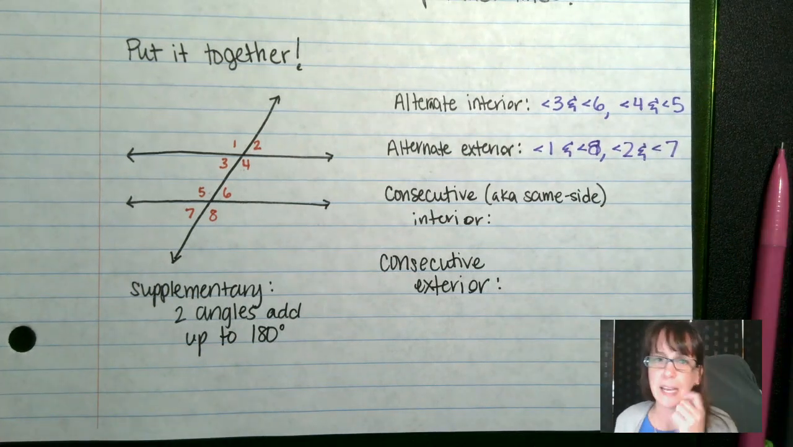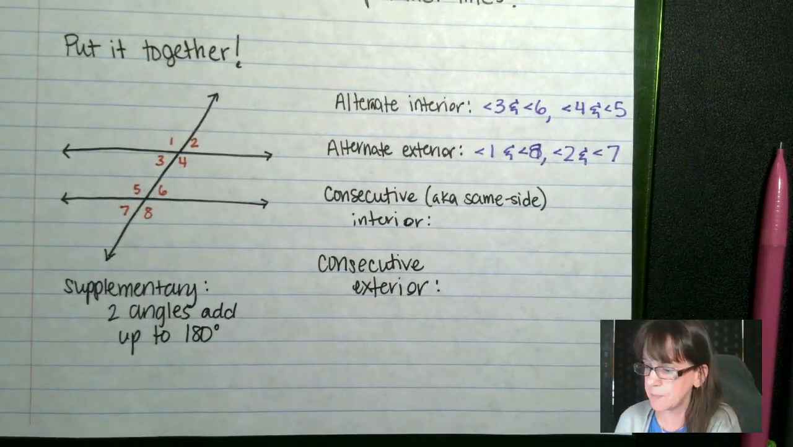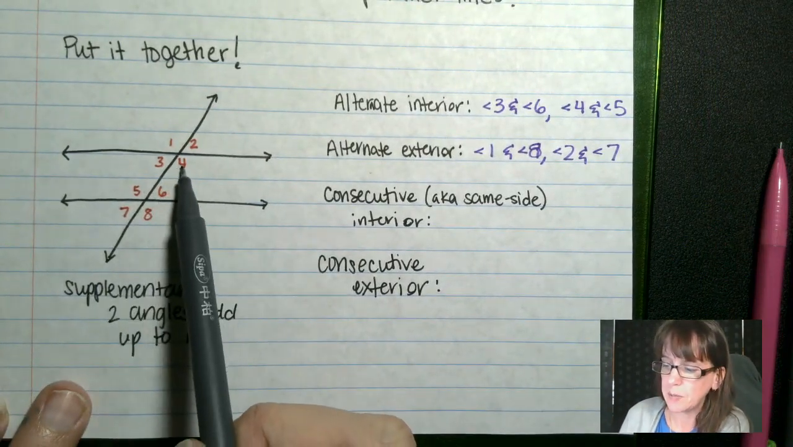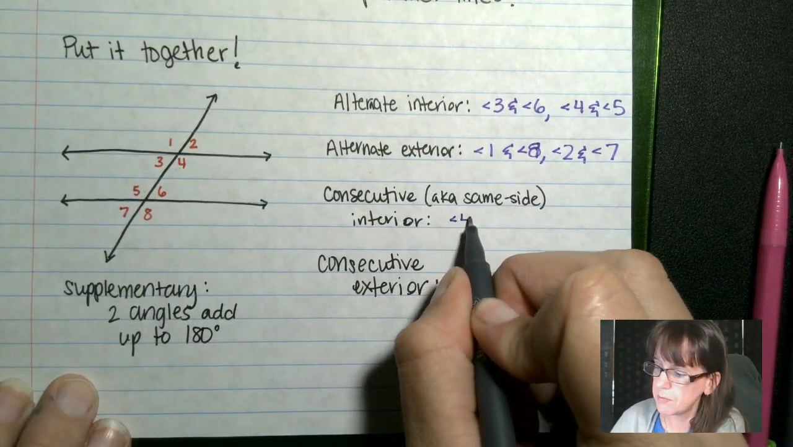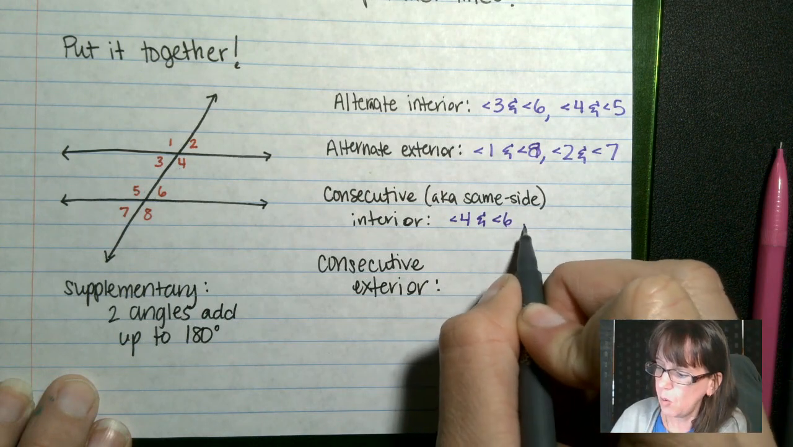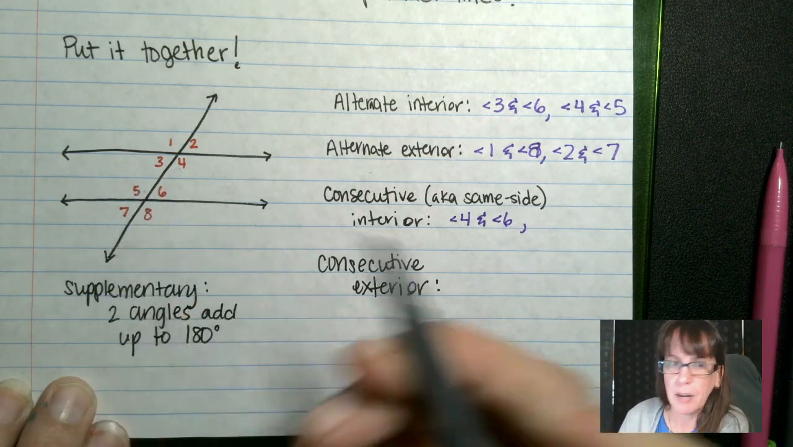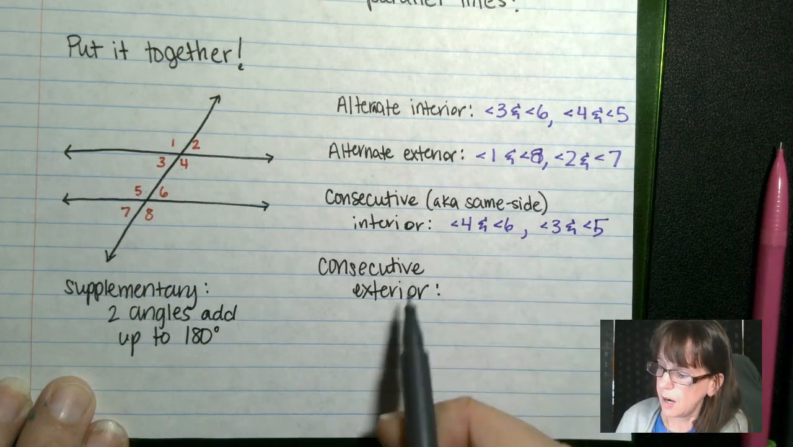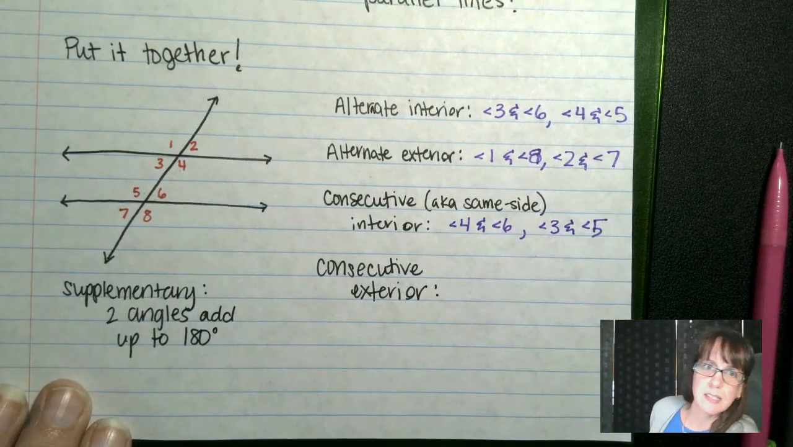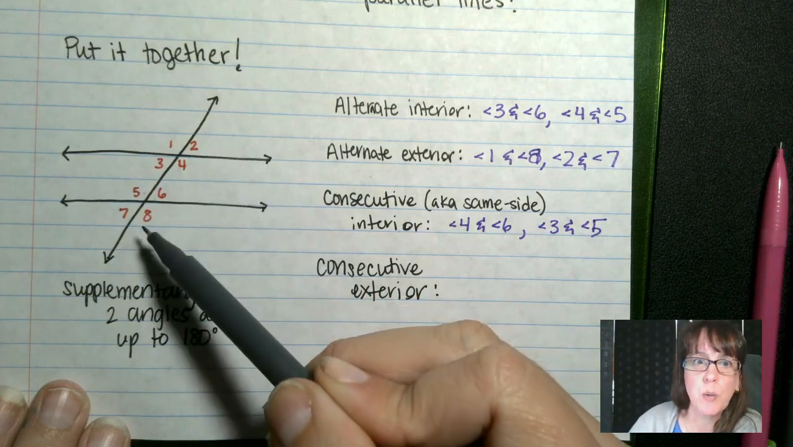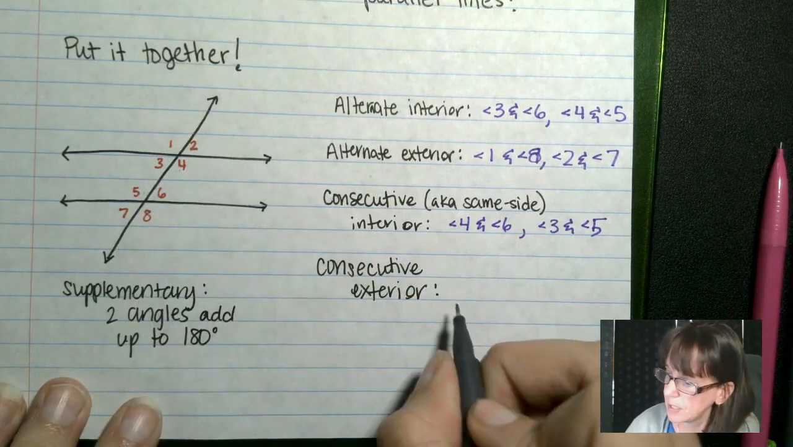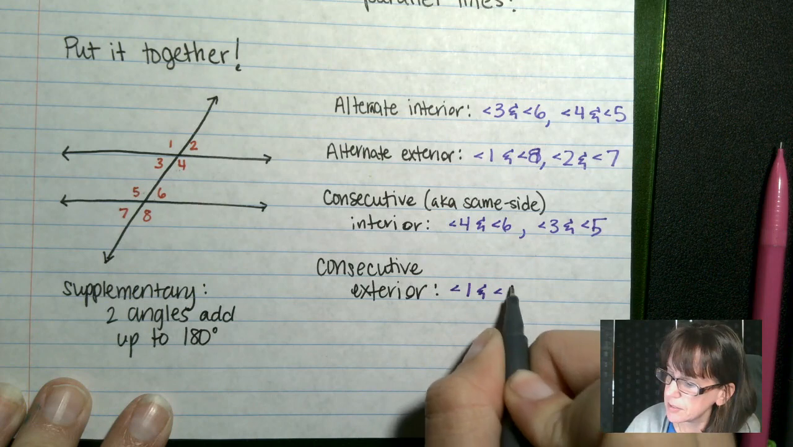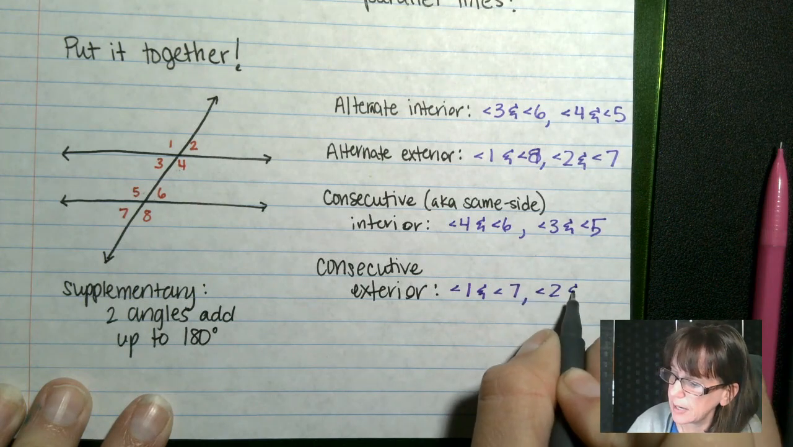Now consecutive, aka the same side, interior. So that would be, inside would be 4 and 6, or 3 and 5. Angle 3 and angle 5. Consecutive exterior would be the same thing. It would be on the outside, so 2 and 8 and 1 and 7. So angle 1 and angle 7, angle 2 and angle 8.